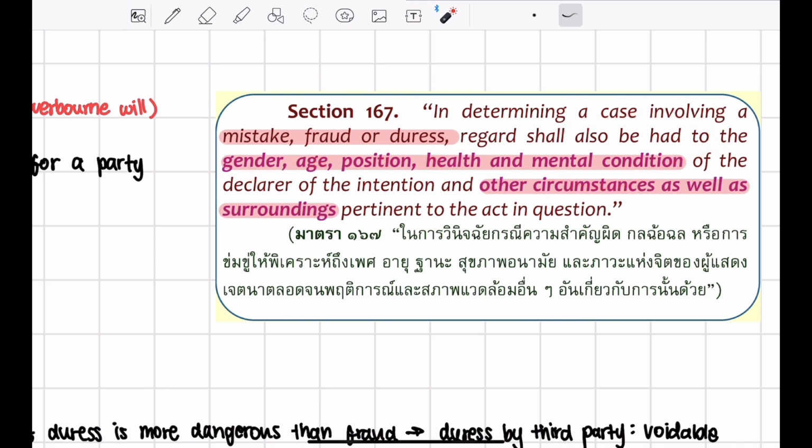I think this is the closest we have to the concept of referential fear or undue influence, because we don't have that kind of concept in Thai law. But if we count the position and the age of the parties in determining whether the declaration is made under duress or not, then that might be what we use instead of the concept of referential fear or undue influence to help a party.